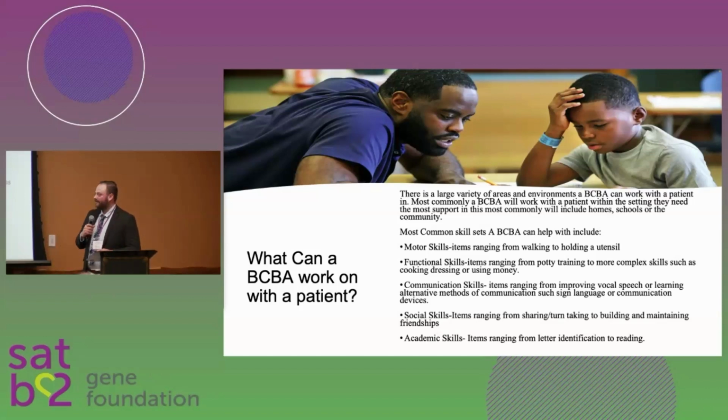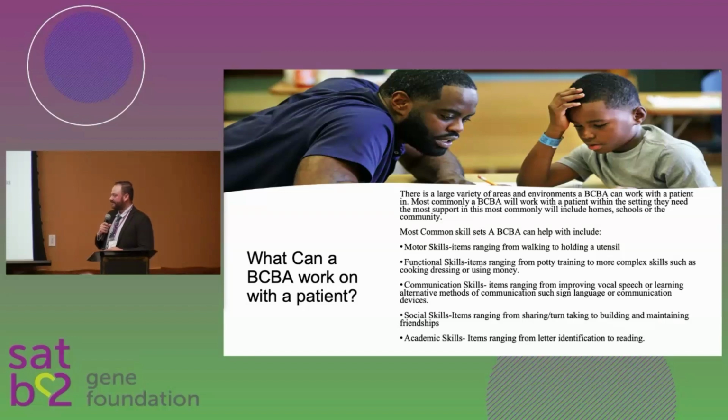These can be in the category of, let me see if I can get my laser pointer to work here. Most common skill sets. So motor skills, this is items ranging from walking to even holding a utensil to help the child or the patient through meal times more effectively. Functional skills, this is anything ranging from potty training to learning to dress to cook to how to use money.